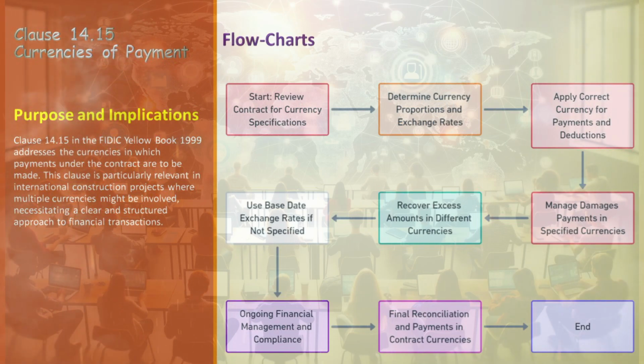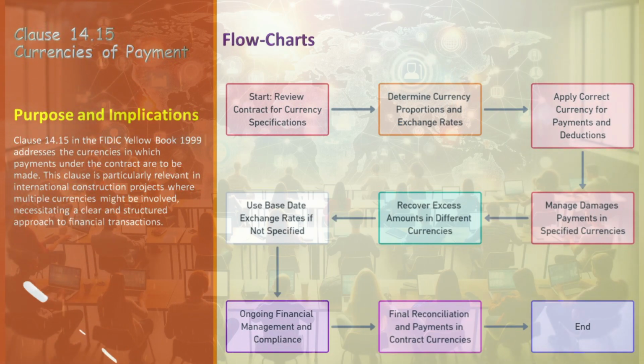Ensure that all payments and deductions are executed in the correct currencies and proportions, in line with the contract's terms. This ensures financial accuracy and adherence to the agreement. Handle damages payments meticulously in the currencies and proportions outlined in the appendix to tender. This precision is key for contractual fidelity. In situations where the contractor owes more in a specific currency than what is due from the employer, effectively manage the recovery from payments in other currencies.